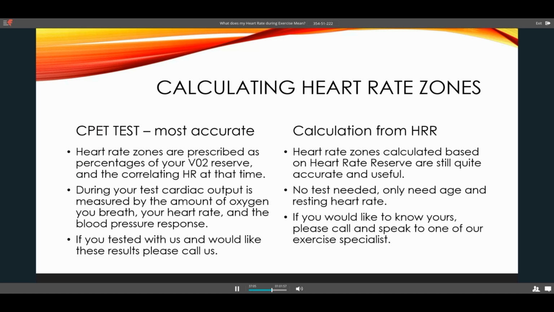Now, if you'd like to just figure out what your heart rate ranges may be without taking the test, there's certainly another way to go about it using your heart rate reserve. These heart rate zones are calculated based on your resting heart rate and your maximum heart rate, the difference in between. Like I said, no test is needed. Only thing that's needed is your age and a resting heart rate. So if you would be interested in knowing those values just based on your resting heart rate and age, please give us a call. Myself or any of the other exercise specialists would be happy to calculate those heart rate zones for you and get those sent to you.